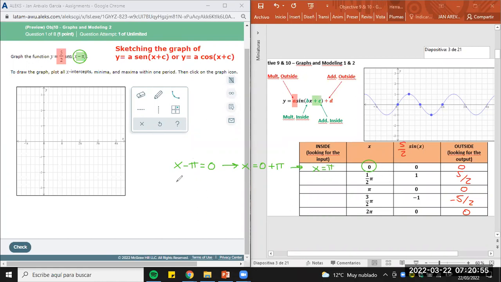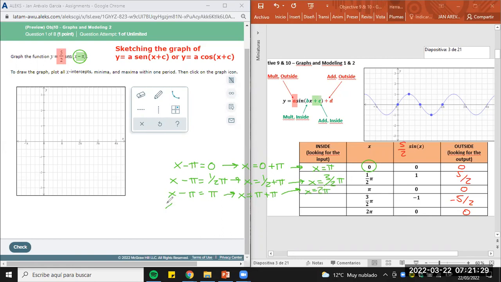That was the first one. Let's do the second one. X minus pi equals 1/2 of pi. Then x equals 1/2 of pi plus pi. That makes x equal to 3/2 of pi. All right. The third one, x minus pi equals pi. Then x equals pi plus pi. That means that x equals 2 pi, right?